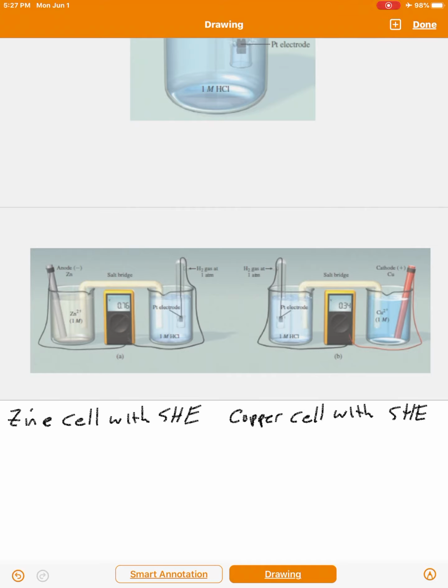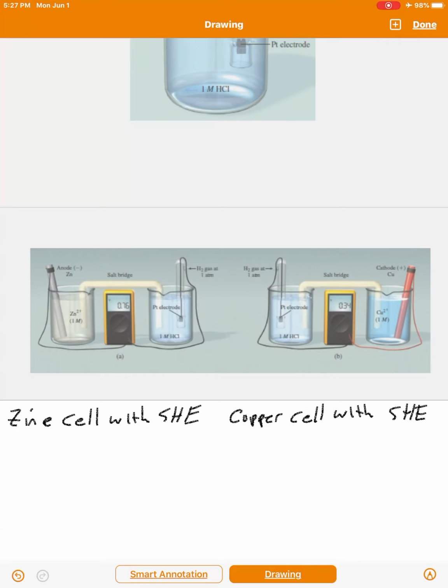On the left, if you look next to where it says anode negative, the zinc is negative. The fact that it's negative means that it's the anode, which means that it's oxidation. And so the other one's got to be positive. It's got to be reduction. It's the cathode, right? The hydrogen on the right.